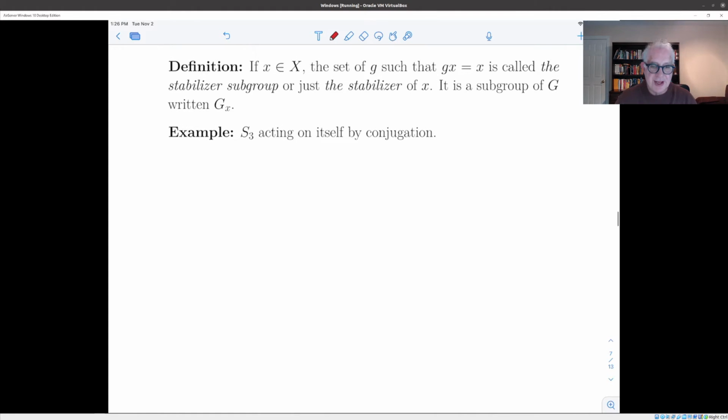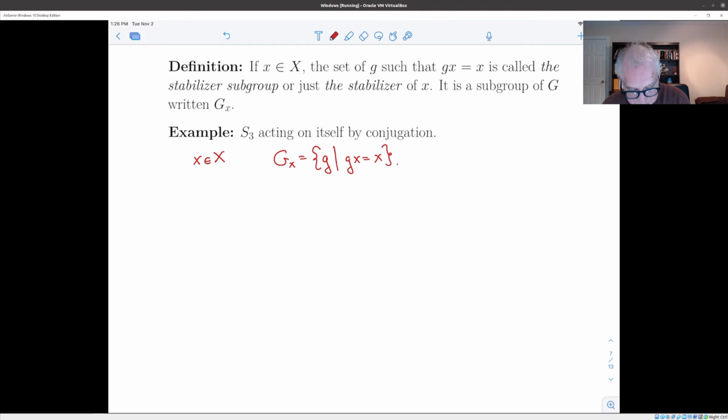The other crucial definition is the idea of a stabilizer. So the orbits are subsets of X, the set on which you're acting. The stabilizers are subgroups of G. And the way you make a stabilizer is you take an element x in X, and the stabilizer of x is the collection of elements of G which leave x in place. They don't move it.